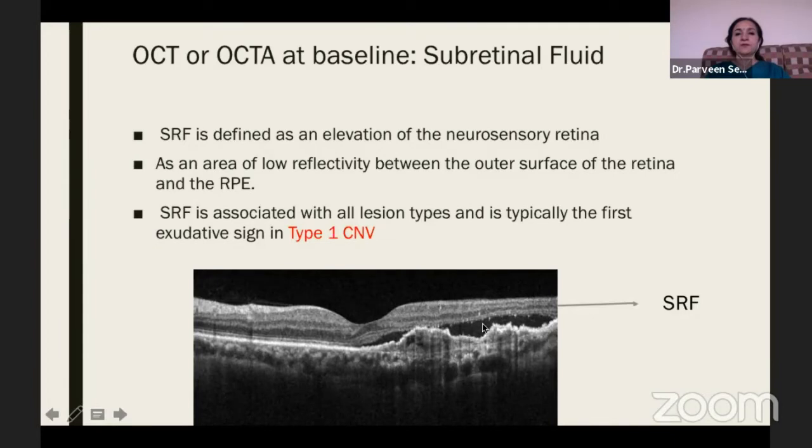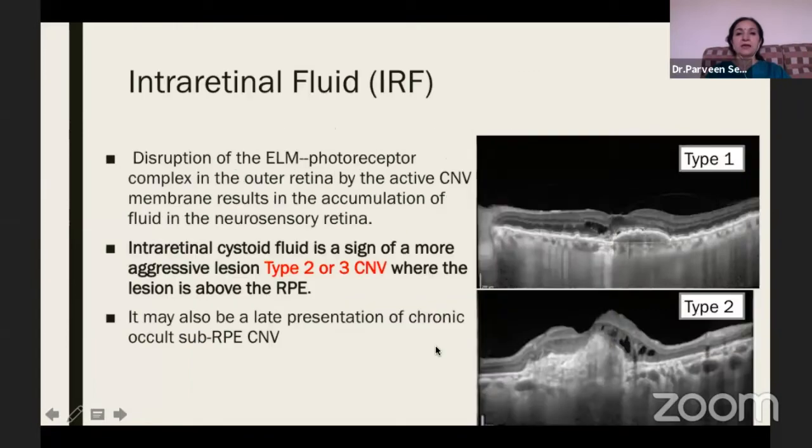So subretinal fluid is the most common, and this is usually seen along with the type 1 CNV, which Dr. Dinesh explained earlier, which has its seat below the RPE. The intraretinal fluid can be seen in all forms, but usually is a presenting feature in cases of type 2 or type 3. A type 2 membrane, just to revise, is above the retinal pigment epithelium, and type 3 arises within the retinal space and then goes down.